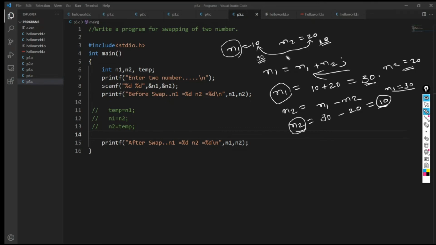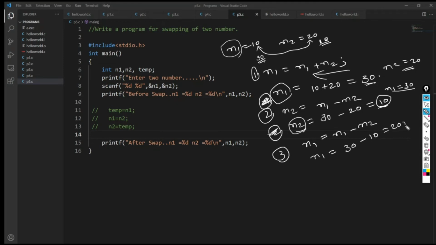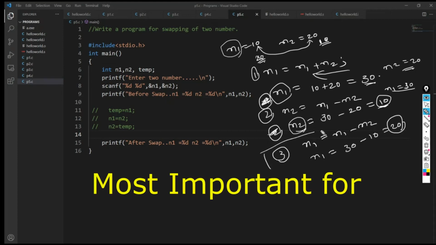Now I want 20 as n1; n2 is okay, 10 is already swapped. So how will we do that? This is my first step, this is my second step, and this is my third step. Now I will do n1 is equal to n1 minus n2. So what is my n1? 30 minus 10, so my n1 becomes 20. So this is my third step. These three steps we need to do.